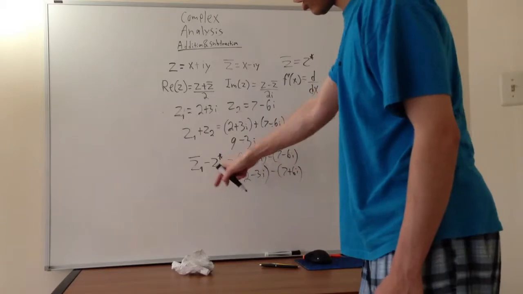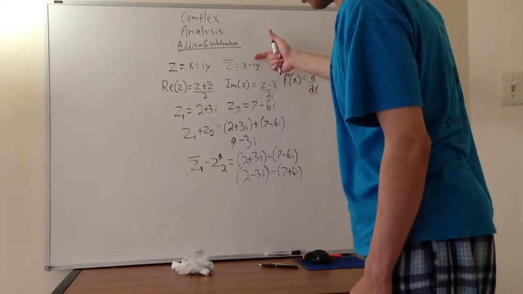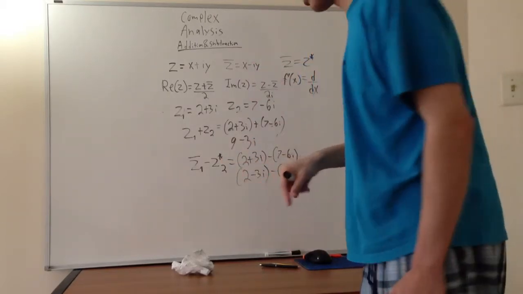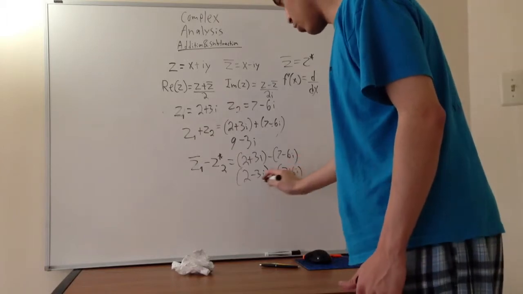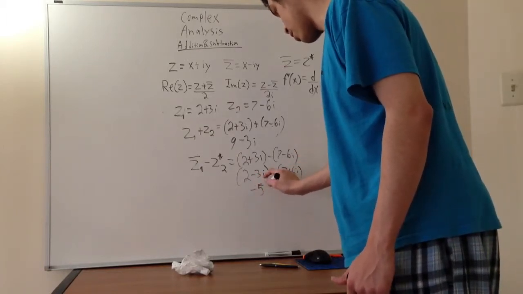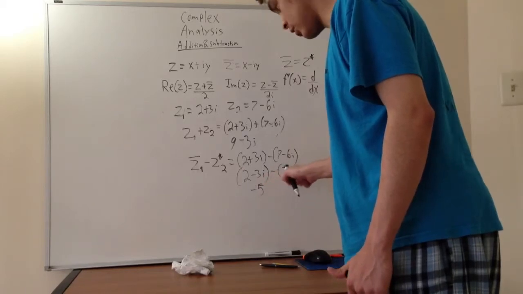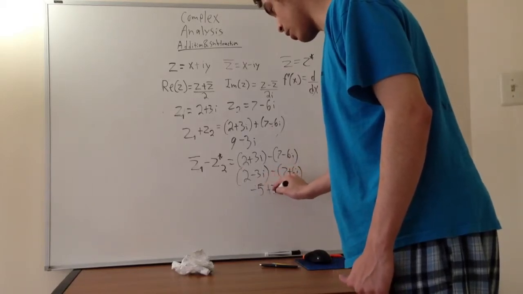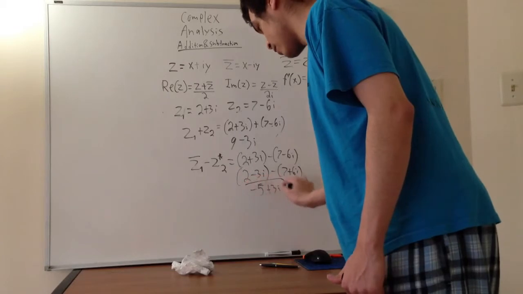Basically, whenever you take the conjugate, only the imaginary part changes. The real part stays the same. And so here, we're just going to get 2 minus 7, which is negative 5. And then we're going to have negative 3i plus 6i, which is going to be plus 3i, and that is the answer to that.